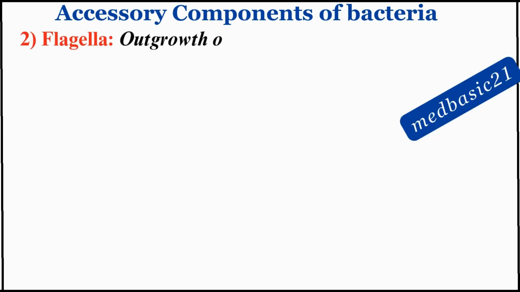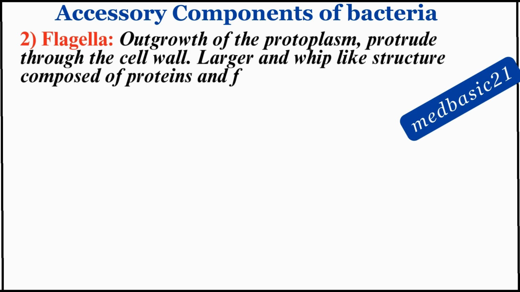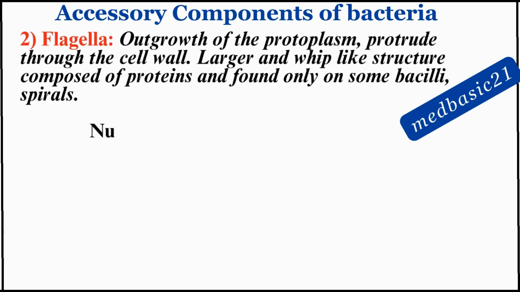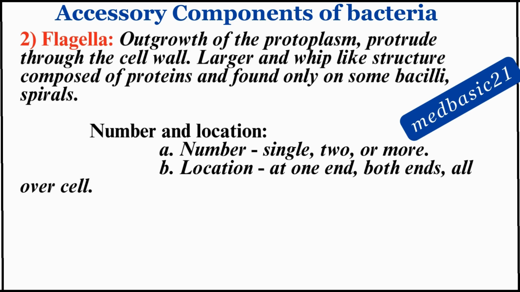Flagella. Outgrowth of the protoplasm, protrude through the cell wall. Larger and whip-like structure, composed of proteins and found only on some bacilli, spirals. Number and location. Number single, 2, or more. Location at one end, both ends, all over cell.